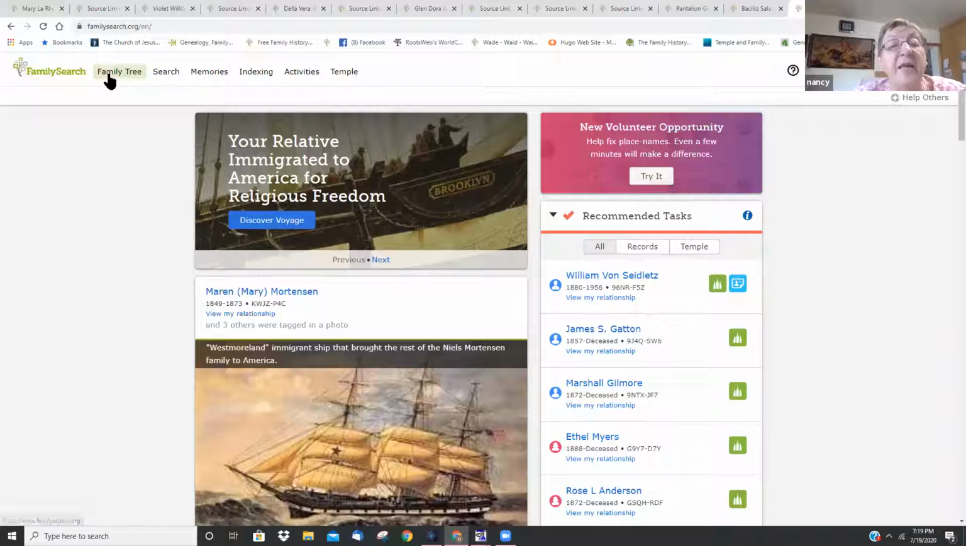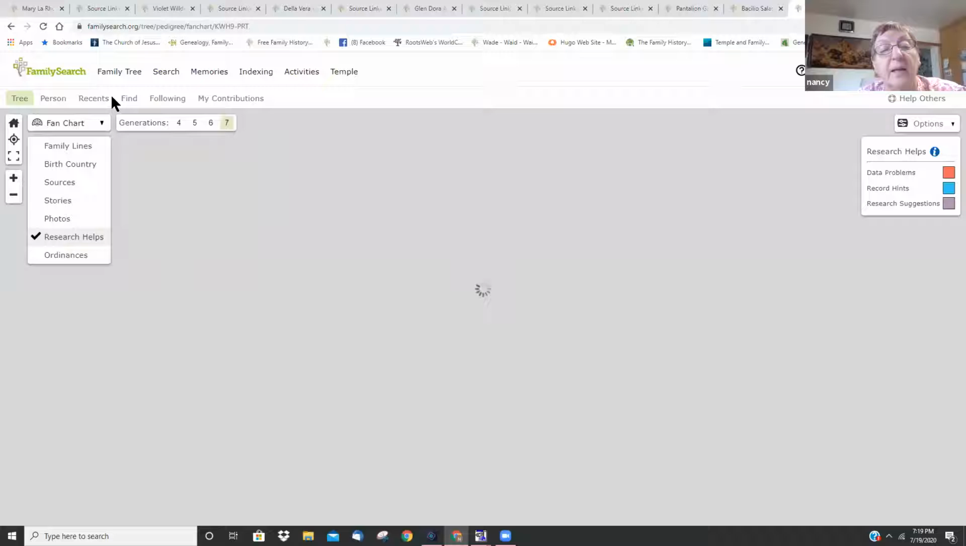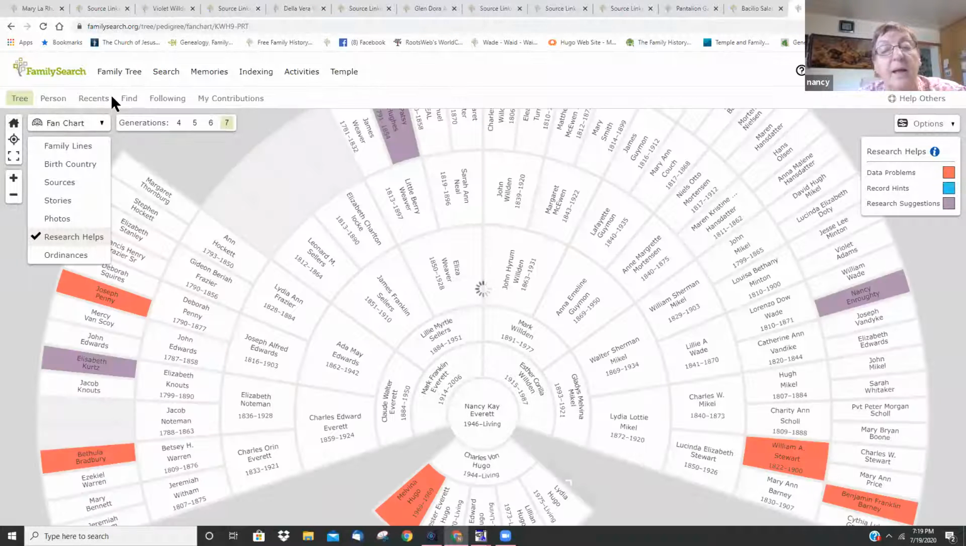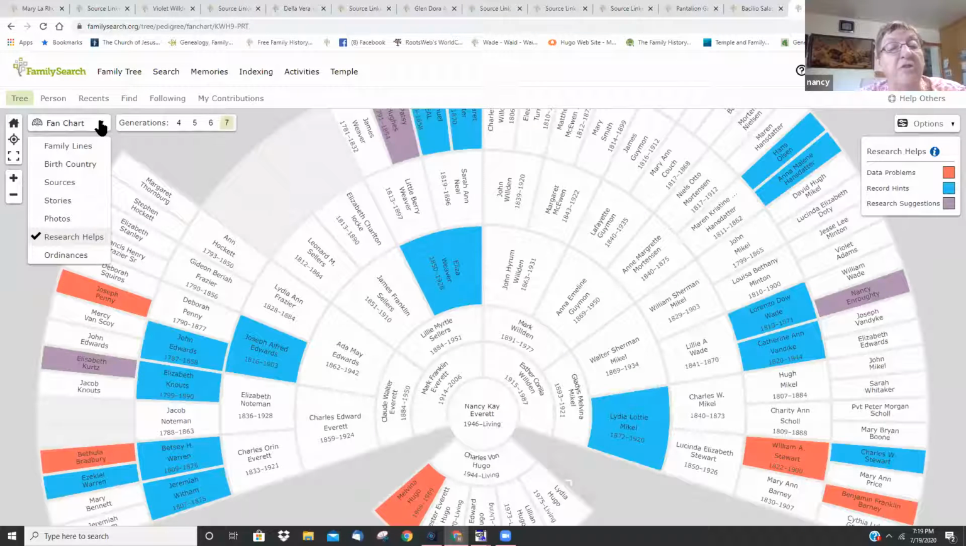Another way that I think is a little bit better of a way is I can go to Family Tree. Here's the icon, but I can choose the Family Tree part of the Family Search website by clicking on Family Tree and then click on Tree. And then I can choose whether I want to see my family tree as a landscape, as a portrait, or as a fan chart, or a descendancy chart. And I'm going to choose a fan chart.